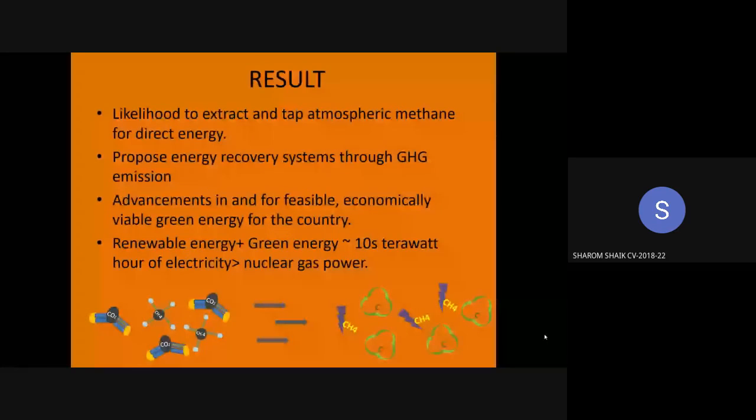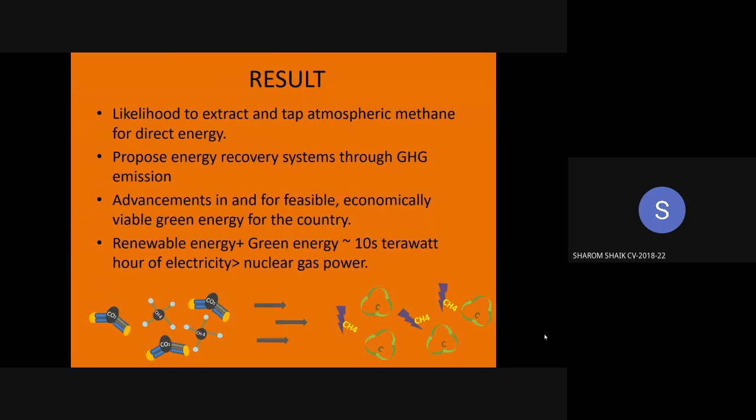Through this, we propose an energy recovery system specific to greenhouse gas emissions by recycling and paving a way for green energy. It also shows that atmospheric methane can directly be tapped to produce a green fuel for electricity and power.